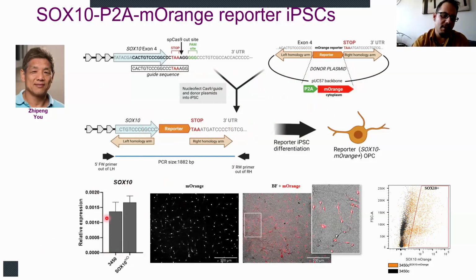We also demonstrated that this doesn't affect at all the expression of the endogenous SOX10. And once we differentiate these cells into OPCs and later oligodendrocytes, we can see how they beautifully express the reporter. And this also allows us to isolate these cells for purification and studies, as I will show you in a sec. This is done via FACS.